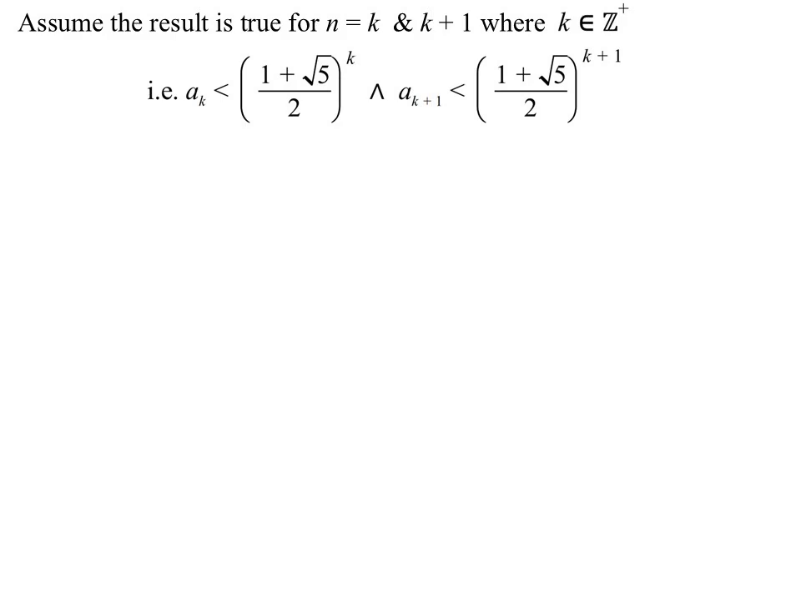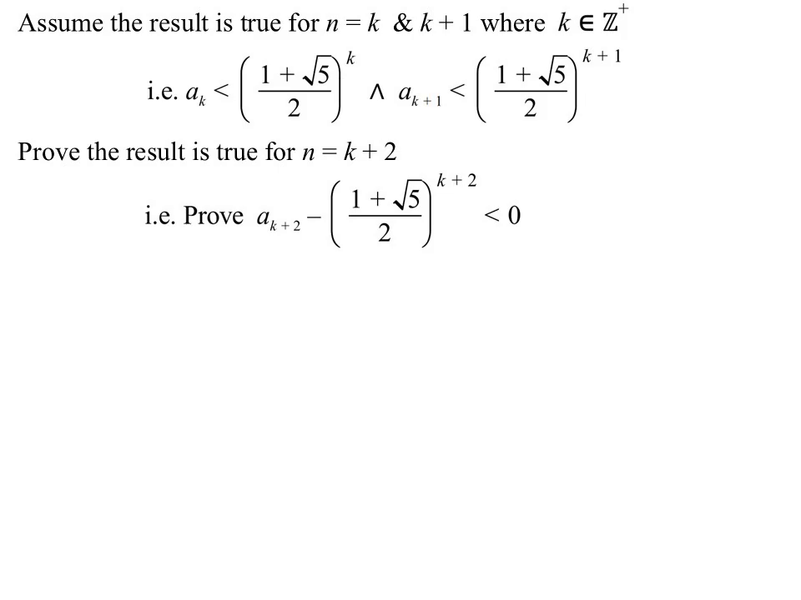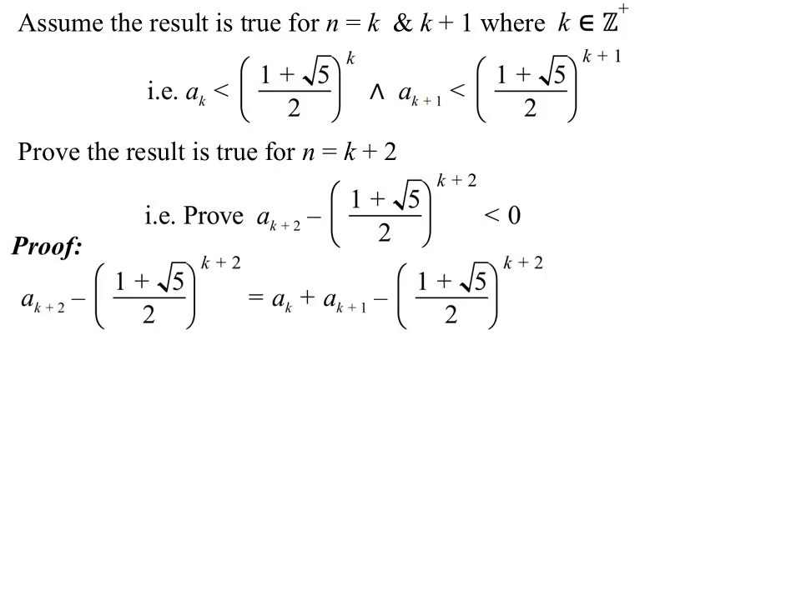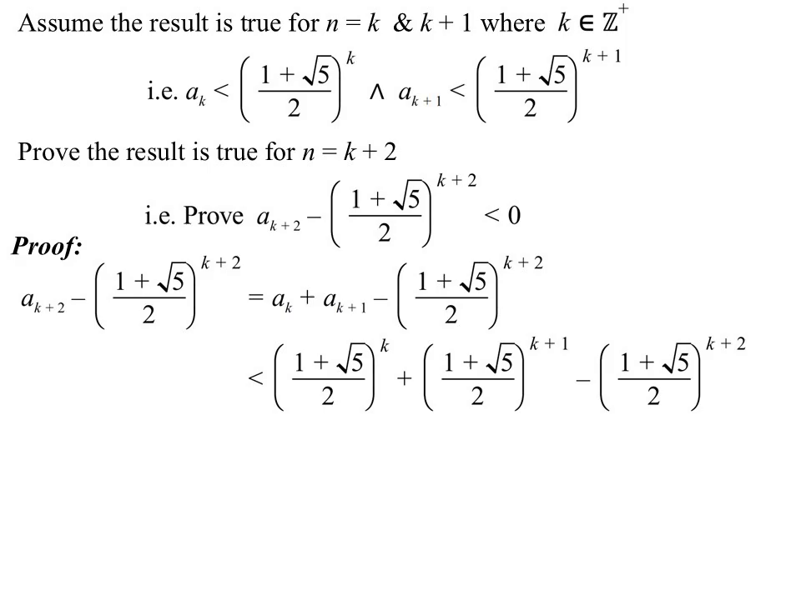I'm now going to assume it's true then for both k and k plus 1, so two consecutive terms there. In other words, I'm assuming both of these things. I'm now going to prove it's true for the next case. So in other words, again, I'll use the idea of let's pull everything to one side. I'm going to show this is negative. a_(k+2) minus that, I can use my recursive formula. It becomes a_(k+1) plus a_k, but we said a_k was less than (1 plus root 5 on 2) to the power of k, so I can substitute that in, and (1 plus root 5 on 2) to the power of k plus 1. I've got to prove this is negative.